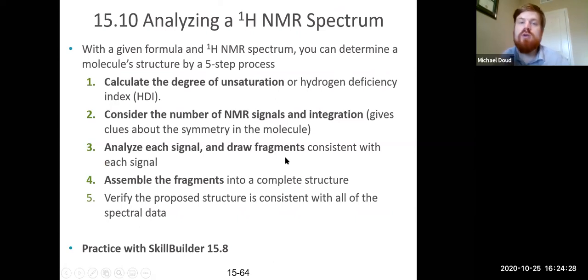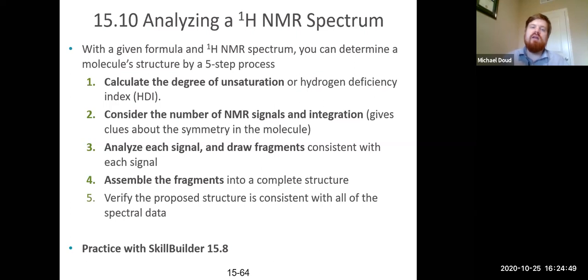Here we go. So here's what you need to do when you analyze a proton NMR spectrum. Step 1, calculate the degree of unsaturation, or what's called the hydrogen deficiency index. This is what we used way back in chapter 2, I believe, or it could have been even chapter 4, where we talked about alkanes and how to figure out if something's an alkane or not.